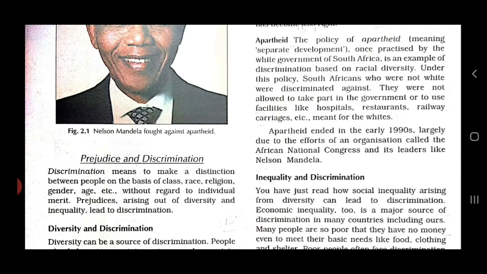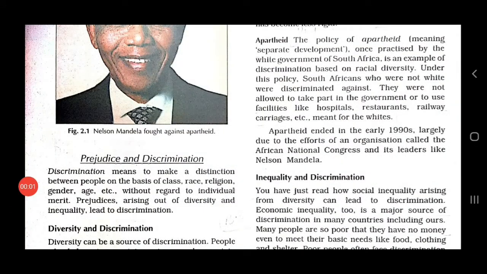They were not allowed to take part in the government. They were not allowed to use facilities like hospitals, restaurants, railway carriages, and many other things. All these things were meant only for the whites. Understood?